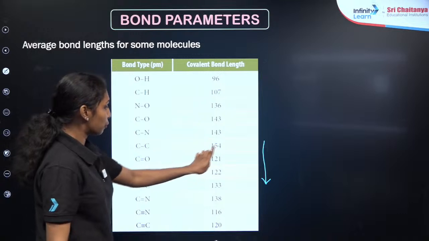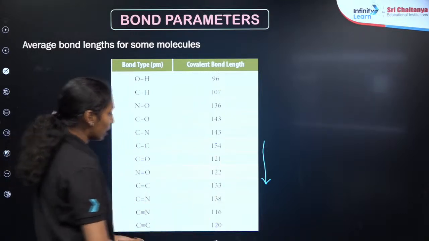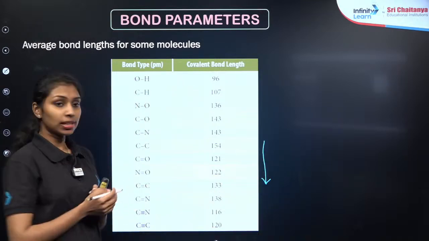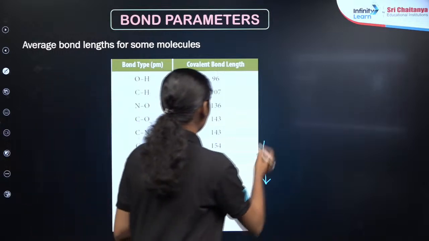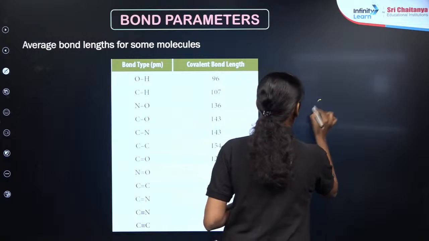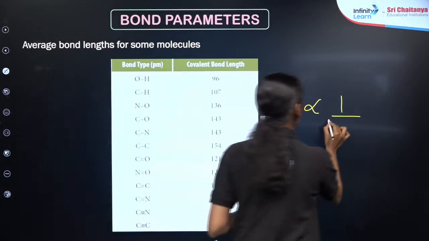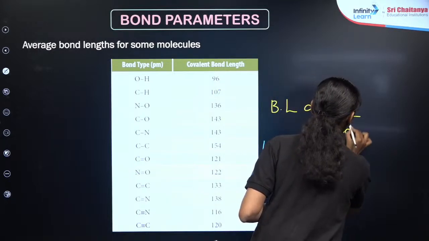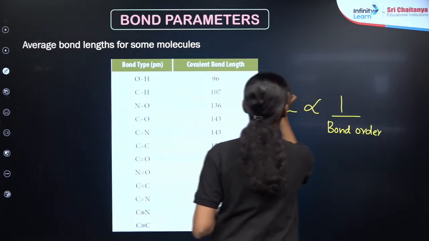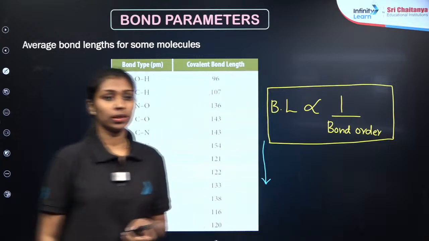CC single bond it is 154, right? While moving to C double bond C it is 133. Then for C triple bond C it is 120, which means that the bond length decreases as the number of bonds increases. As the number of bonds increases, bond length decreases. So we can say that the bond length is inversely proportional to the bond order or the number of bonds present in a molecule, right? This is one of the important relations you have to note. Clear?